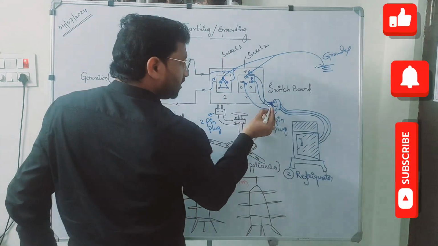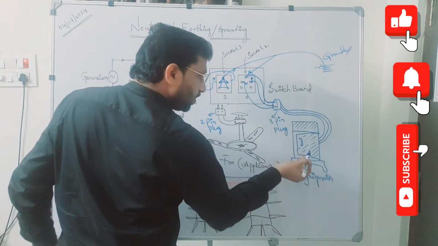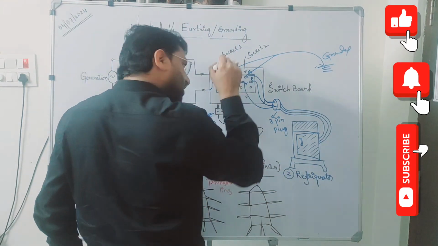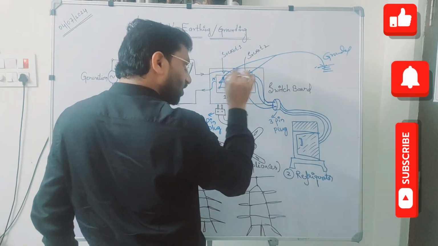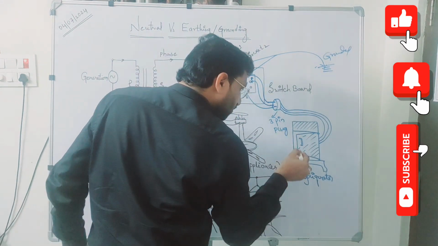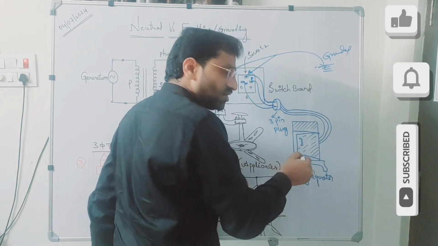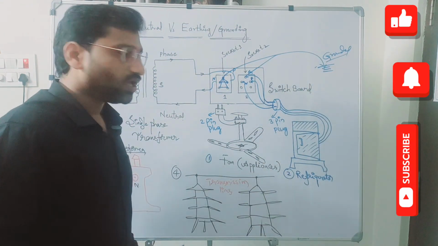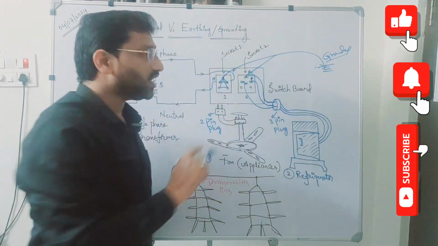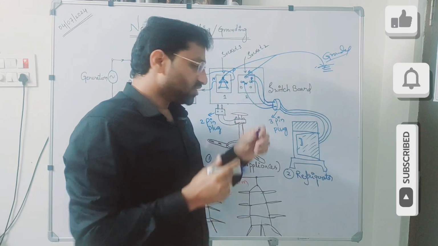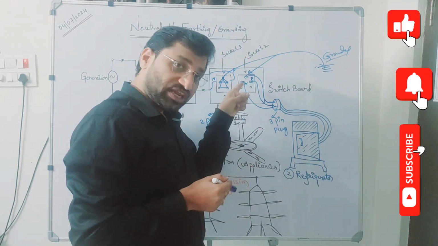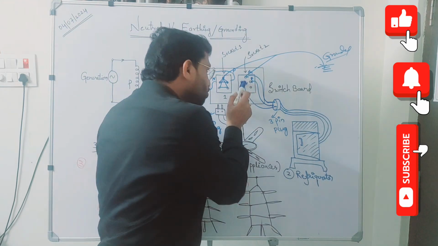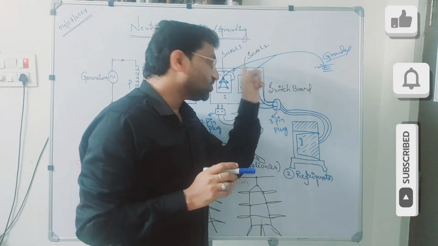That means when this pin is first initially connected, your refrigerator is initially connected to ground. So even if, due to any misconnection, there is a short circuit, even if there is charge on the body, that will directly lead to the ground. Out of three connections, these two are at the same potential, but this is at zero potential.